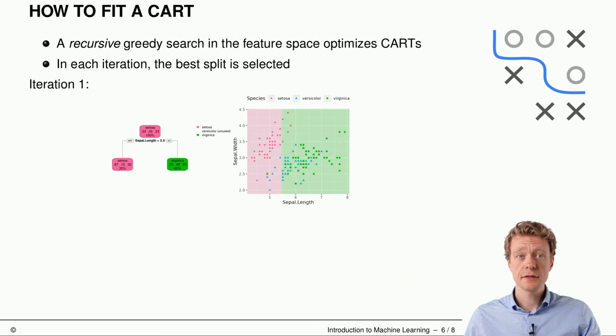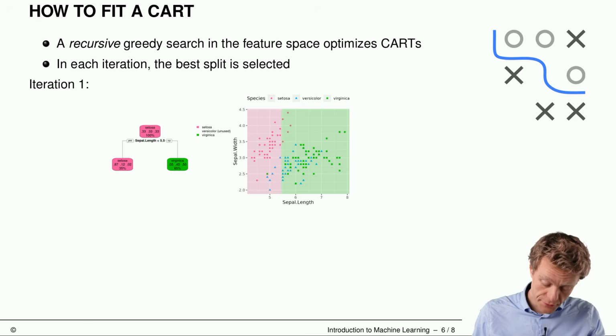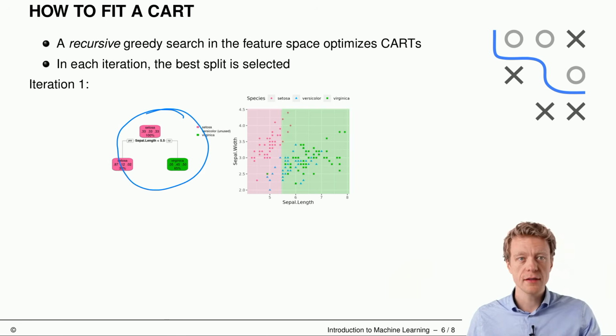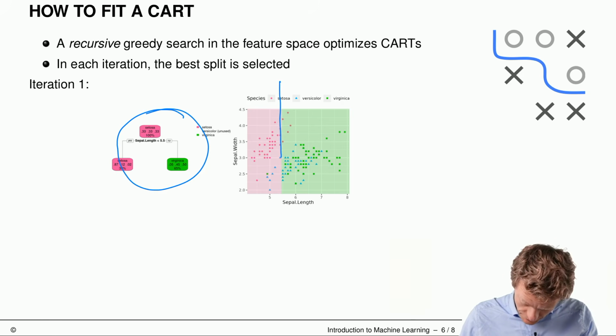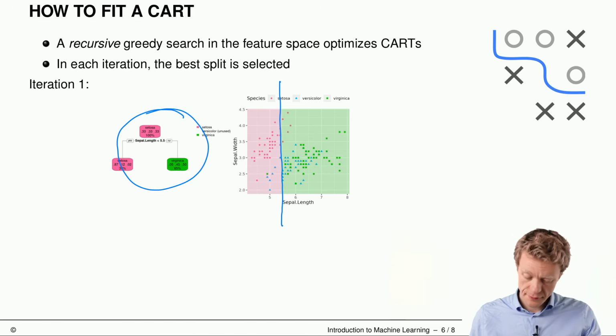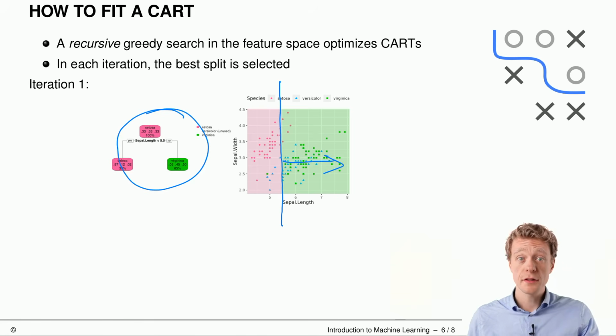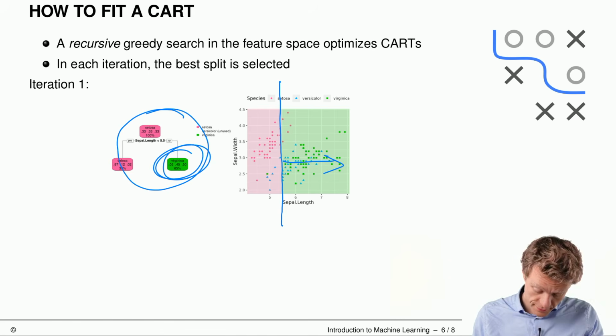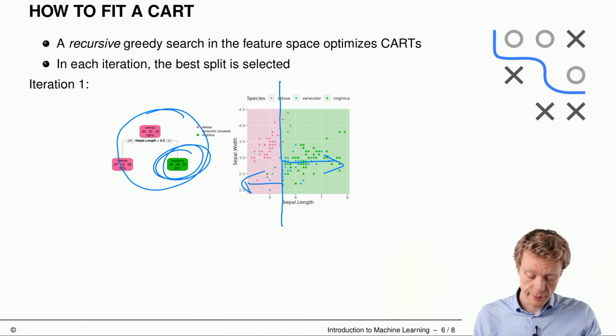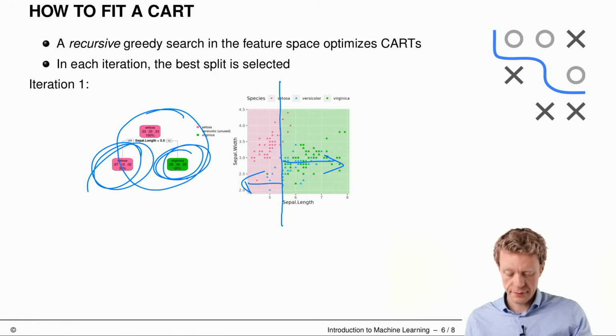So, how do we fit a CART? Very shortly here in a nutshell, this is a recursive greedy search in a feature space. And in each iteration, the best split is selected. Of course, now we have to define what the best split is. We will do that in the deep dive, not here. But we do it recursively, which means in the very first iteration, we just have one split, in this case, with regard to sepal length. And this split is exactly here, so sepal length equals 5.5. If we are larger than 5.5, we are in this leaf node. If we are smaller than 5.5, we are in that other leaf node.